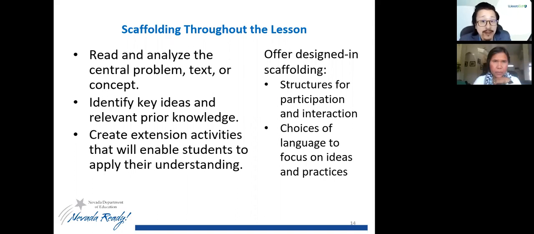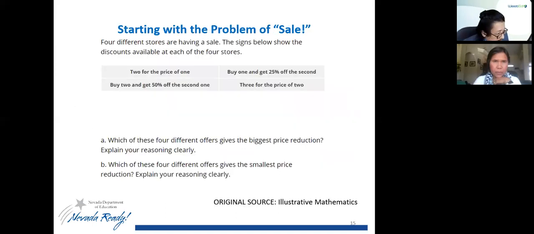Now let's turn to the actual task that we selected around which to develop a lesson sequence, right? The activities that set students up for success. So this is a problem that was originally sourced from Illustrative Mathematics. I'll let you read it. It is about a sale, and it is about students trying to compare different discounts, 4 different discounts, in order to be able to try and figure out which one actually is the best deal. And what are the assumptions, right? What are the assumptions that one needs to make around that particular problem?